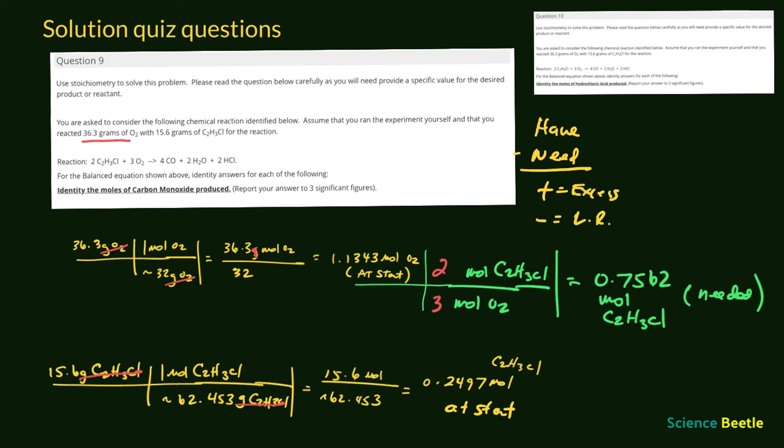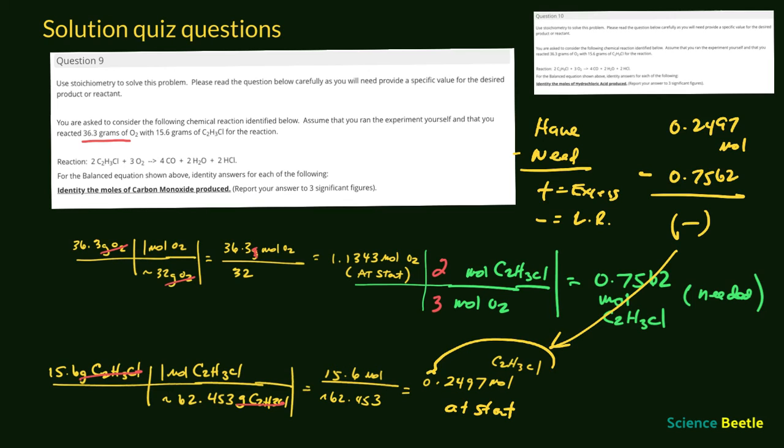So in this case, we've got 0.2497 that we have of that compound, C2H3Cl, minus the 0.7562. And so if you look at that, that number there is going to be a negative value. So what we know now is that this particular compound, I'm going to point an arrow to it, this compound down here is the limiting reactant.